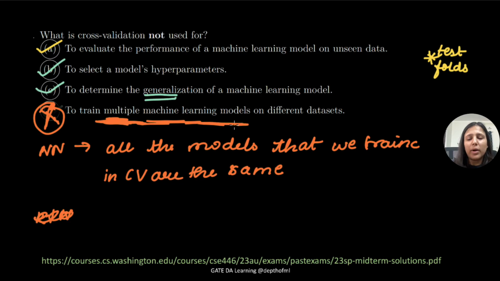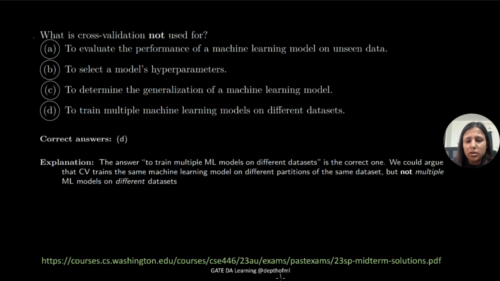We just train one type of machine learning model for all the models that we train in the cross validation. Okay, so let's come to the solution. This question was taken from Washington University. Actually, all my questions have been taken from some of the universities' midterm exams, so you can refer to the links and see the solutions yourself.